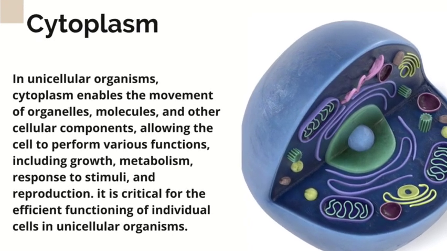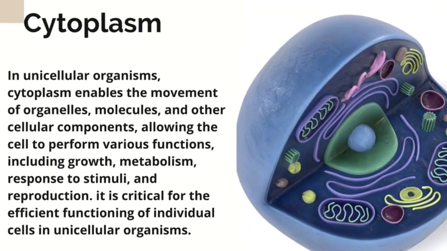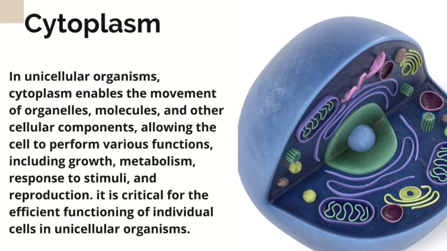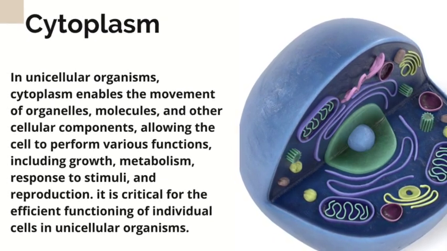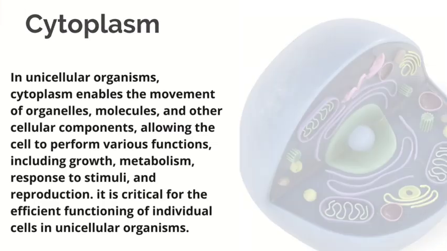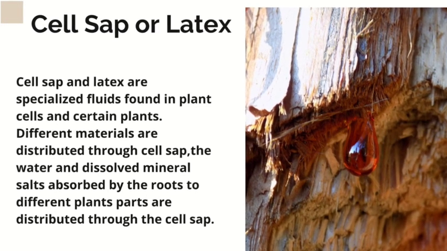Looking at the cytoplasm, in unicellular organisms such as amoeba, cytoplasm enables the movement of organelles, molecules, and other cellular components, allowing the cell to perform various functions like growth, metabolism, response to stimuli, and reproduction. The cytoplasm is vital for nutrient distribution and other cellular functions.